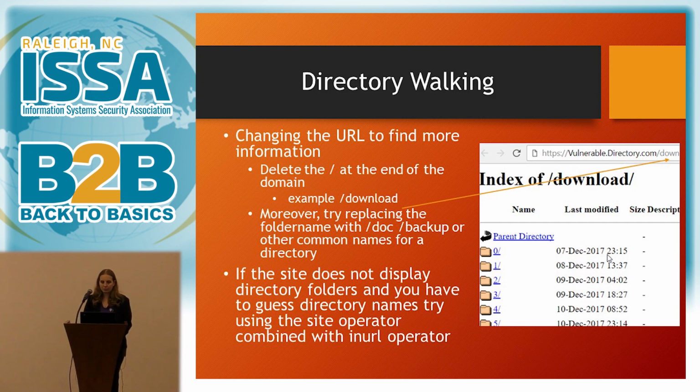Now we have directory blocking. Changing the URL to find more information. I can delete whatever's there. Here you can see I have downloads, right? I can delete that and add anything else that I want. I can try backup or doc or just common terms. I have a list of terms when I'm searching for something that I'll go through, and I'll try all these common ones, because most likely if I'm going to find something, I'll find it with those terms. And I'll just replace them once I get in there.